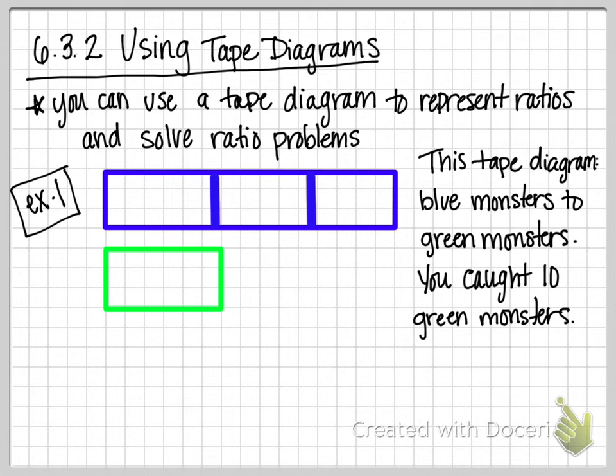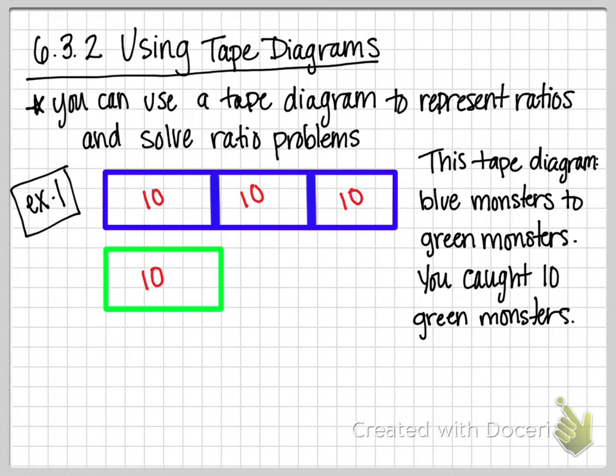But then it gives us a little something more specific. It says you caught 10 green monsters. So this green square represents how many? 10, right? So even though it looks like, oh, there's 3 and there's 1, actually each box represents 10 monsters. So if one box represents 10 monsters, then it also applies up here. They're always divided up equally.